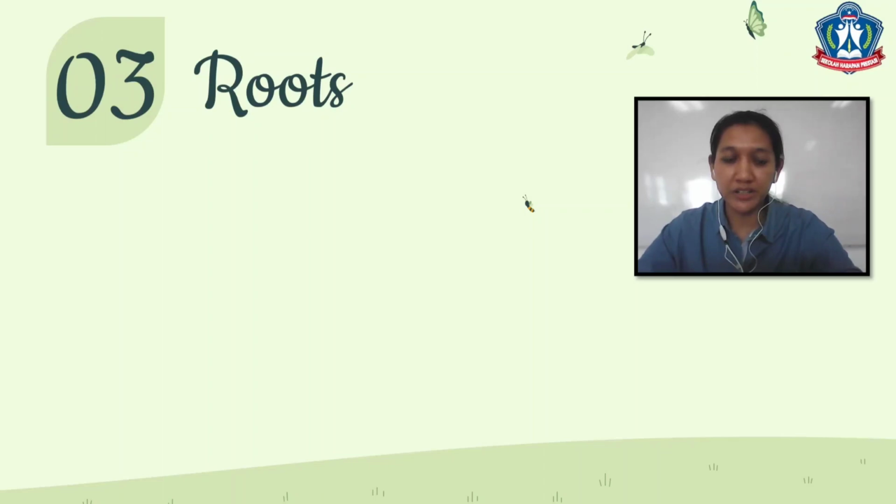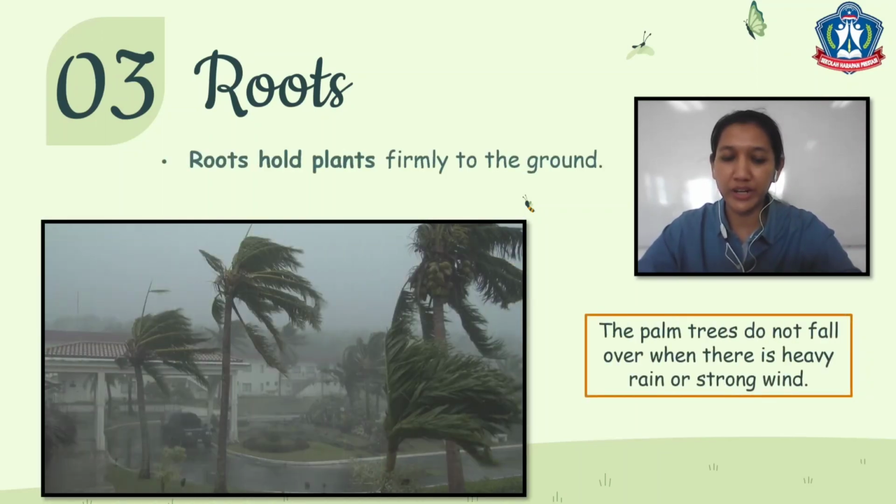The third part, roots. Roots hold plants firmly to the ground. Look at this picture, friends. The palm trees do not fall over when there is heavy rain or strong wind because they are rooted to the ground.